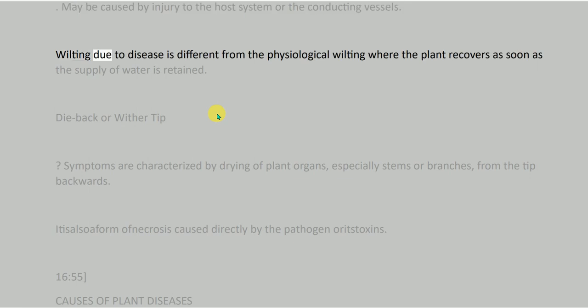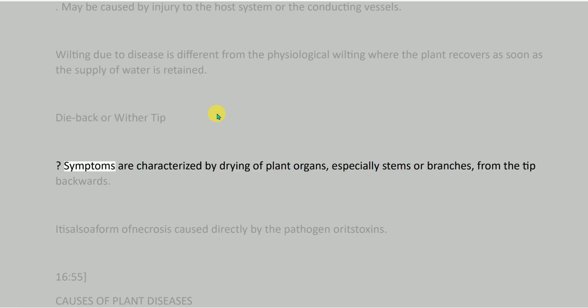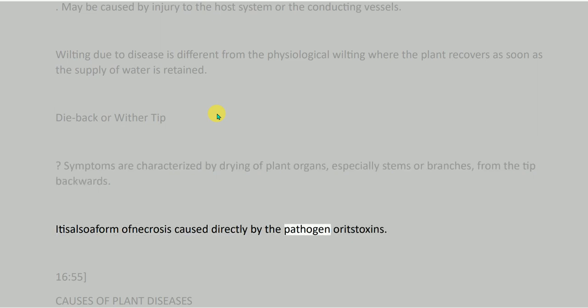Wilting due to disease is different from the physiological wilting, where the plant recovers as soon as the supply of water is restored. Dieback or wither tip: symptoms are characterized by drying of plant organs, especially stems or branches, from the tip backwards. It is also a form of necrosis caused directly by the pathogen or its toxins.